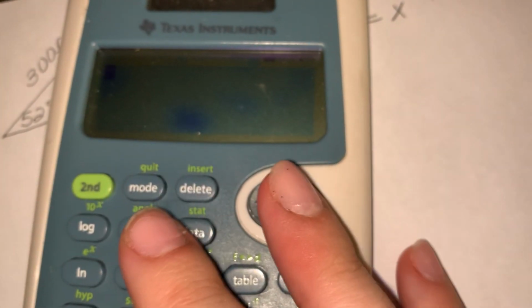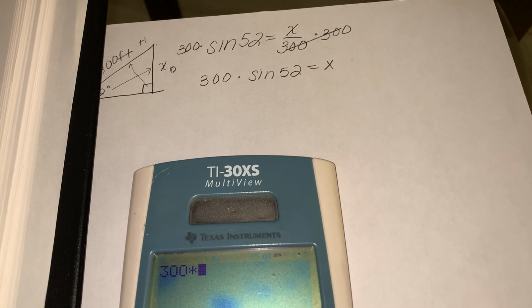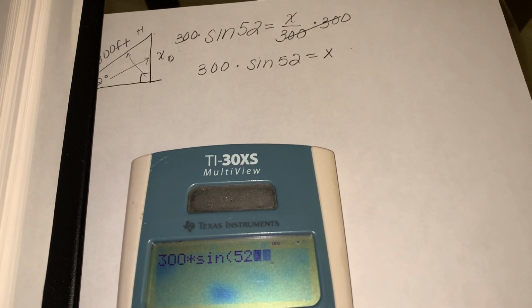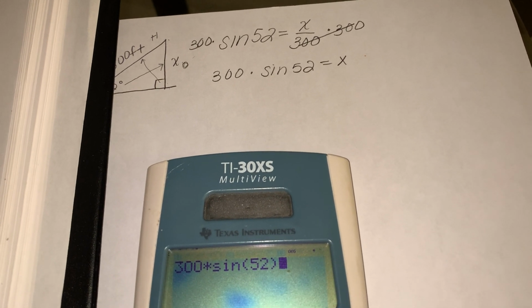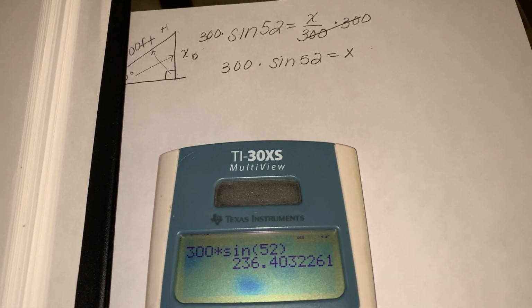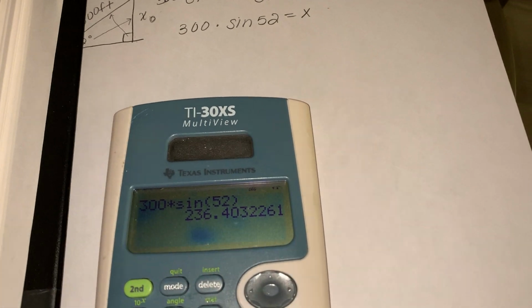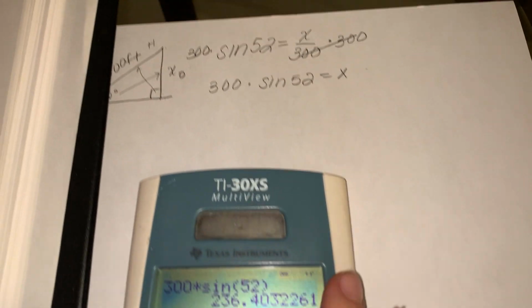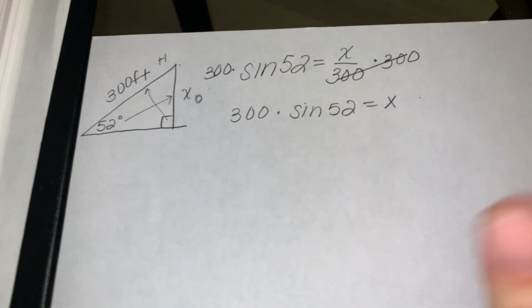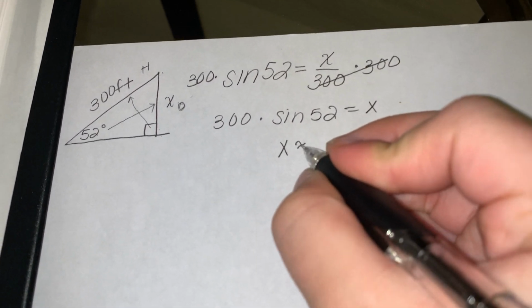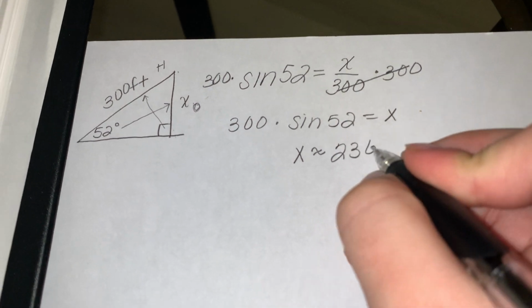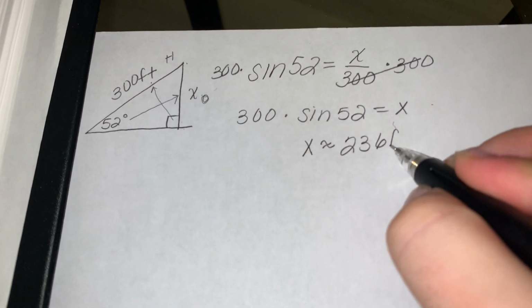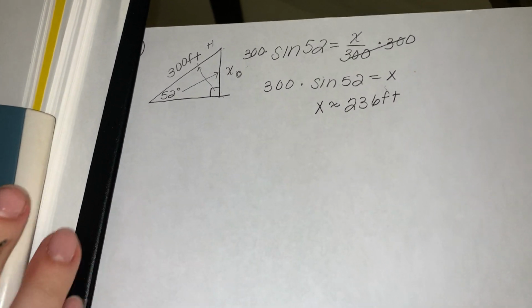Use your handy dandy calculator. And let me just check. We're doing 300, right? And then times the sine of 52. And I get 236. So, since we're talking about the height from the ground, that means x is about 236 feet from the ground. That's how high the kite is.